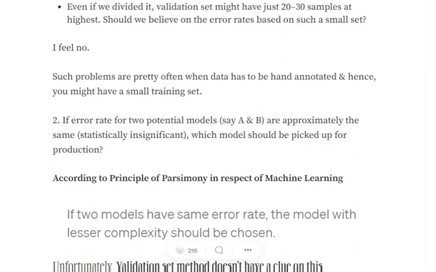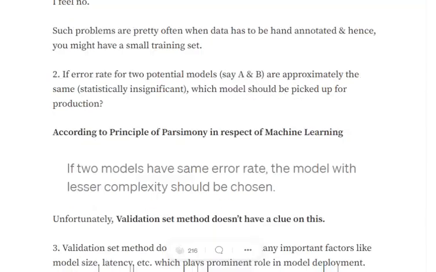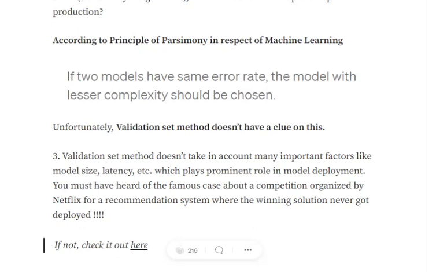Also, one more point to add: assume that there are two models A and B, and both of them have roughly the same validation error. Which model should you pick out of the two? This is something around the complexity of the model which is not included in the validation data set. According to the principle of parsimony, if two models have the same error rate, the model with the lesser complexity should be chosen. But the validation dataset doesn't have any clue about the complexity of the models. So you saw how you can be in a tricky position if you're using a validation dataset alone. A validation dataset misses out on some major factors like model size, latency, issues with model deployment, etc.